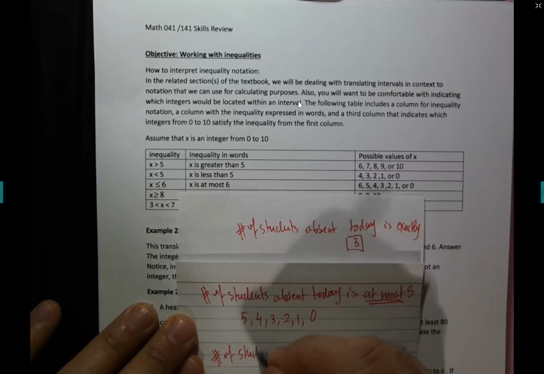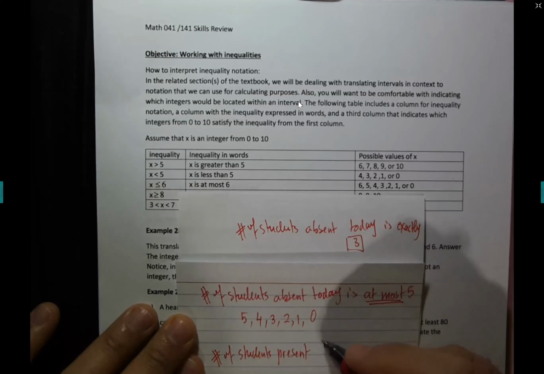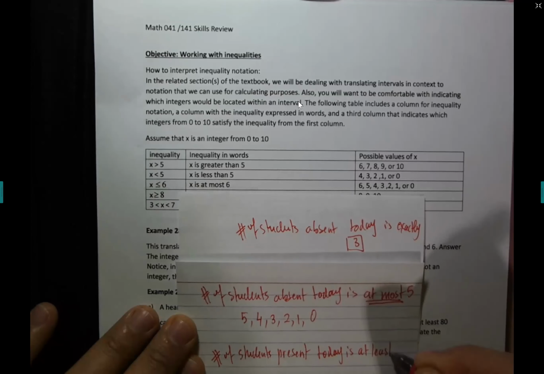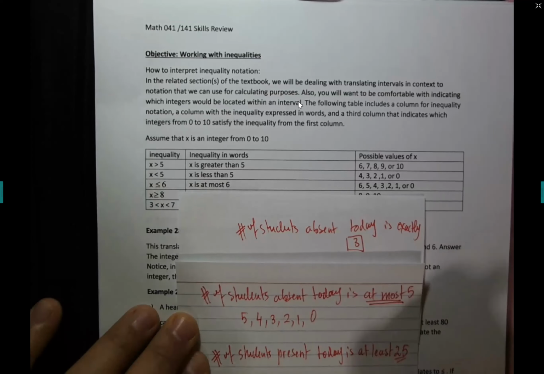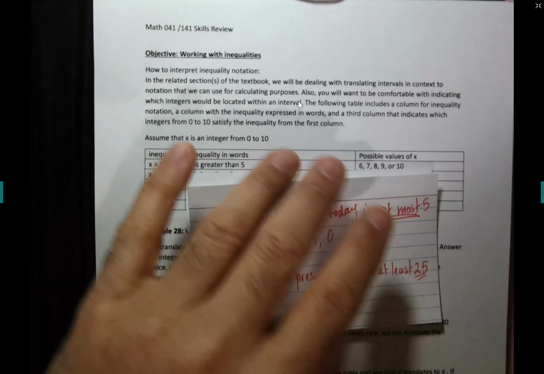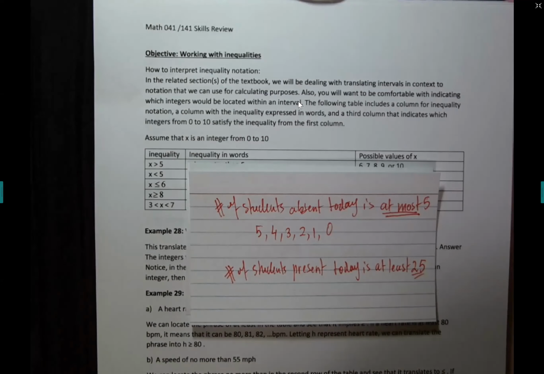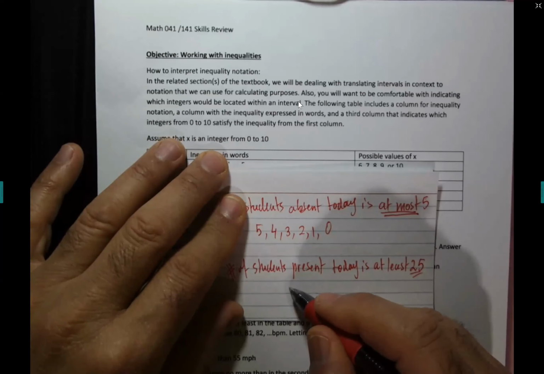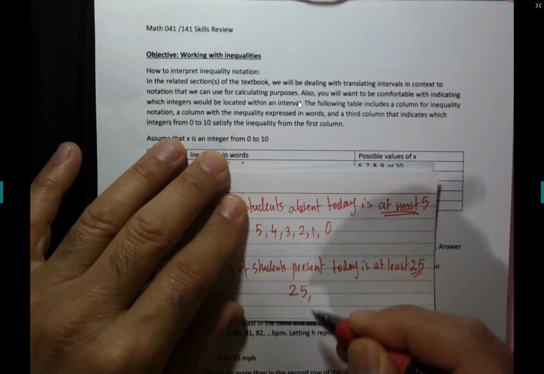Let's do the at least. Let's get rid of the negative and do the positive. The number of students present today is at least 25 students. So if I tell you the number of students present in my class today is at least 25, what numbers would you start thinking of? Remember, I have up to 29 students. So what could it be? Do you agree? 25 is included.